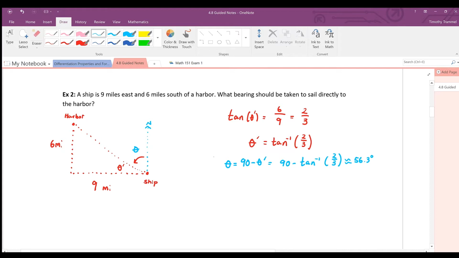Now, the last thing we have to do here is write this as a bearing. You can see that we would need to head north and west. The question is, how many degrees from the north towards the west are we going to go? We found that to be about 56.3. Let me bring my N and W a little bit closer here. And there's our answer.